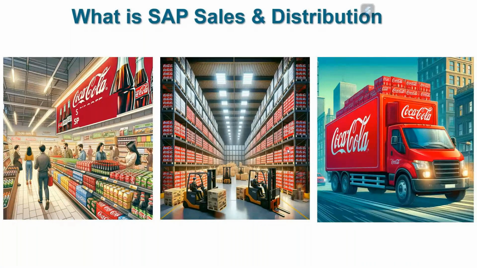All of them are materials. 200 ml, 400 ml, 500 ml, 600 ml, 750 ml, 850 ml, 1 liter, 1.5 liter, 2 liters, 2.25 liters. All of them are materials in the system, which are master data, which you would use to sell to your customers. Okay, so this is your sales and distribution.